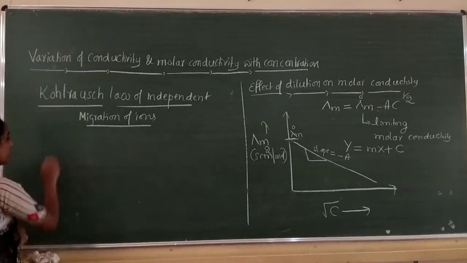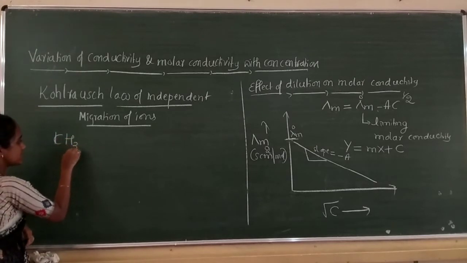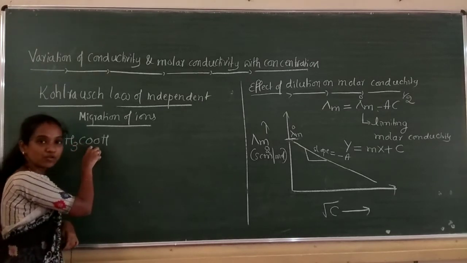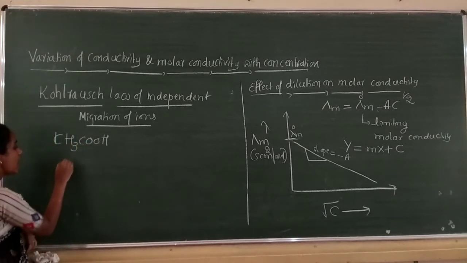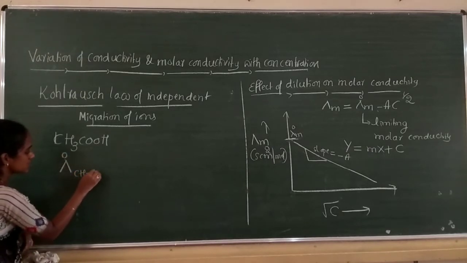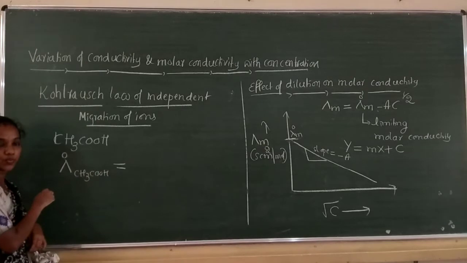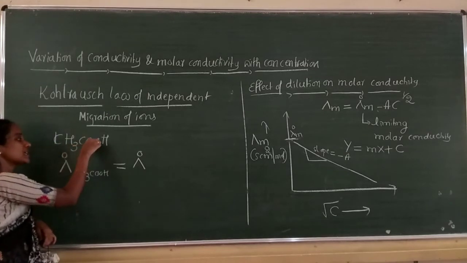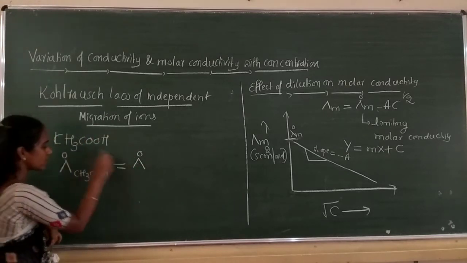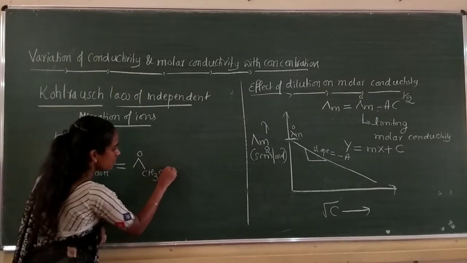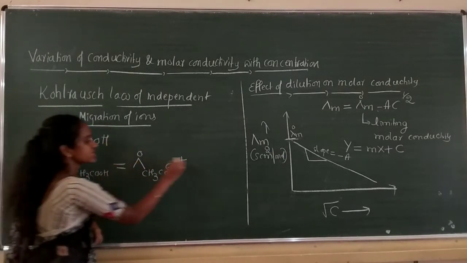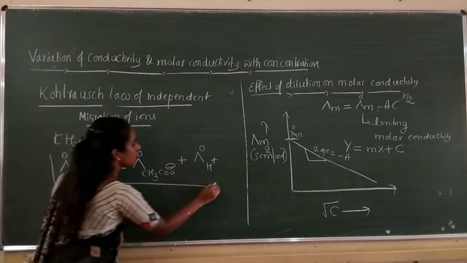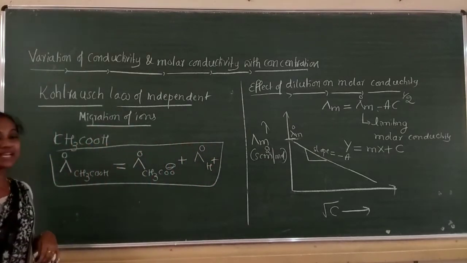See, if the electrolyte given here is acetic acid CH3COOH, it is a weak electrolyte. Now, in order to calculate the limiting molar conductivity, that is lambda m naught of CH3COOH, which is equal to a summation of the limiting molar conductivity of cation and anions. Here anion is acetate ion CH3COO minus plus cation is H plus. So limiting molar conductivity of H plus. So Kohlrausch law of independent migration of ions.